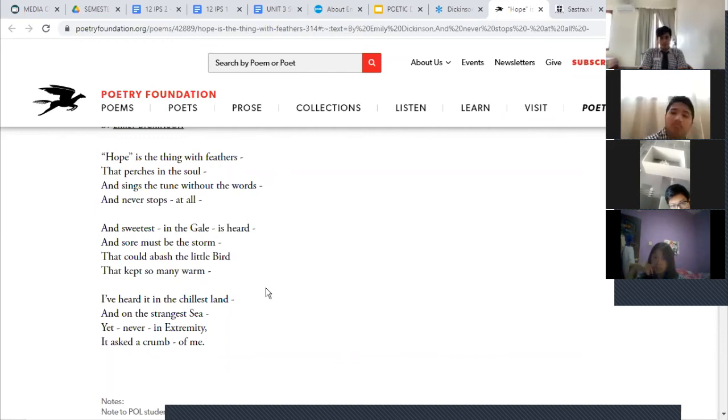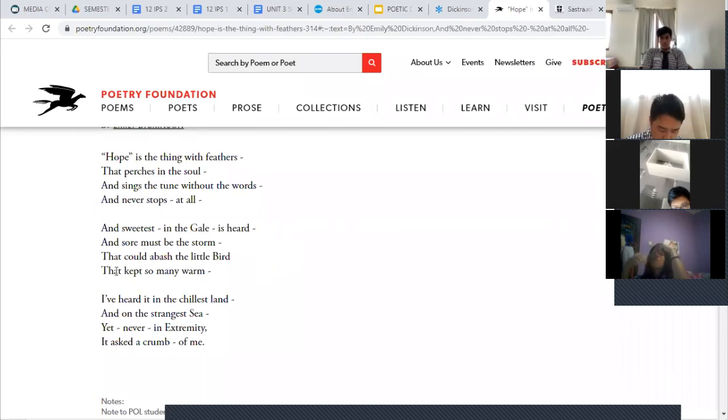Okay, this goes quite deep. What do you think about the second stanza? And sweetest in the gale is heard, and sore must be the storm that could abash the little bird. So the storm, the hardships of life, that could make hope embarrassed or give up, that kept so many warm.